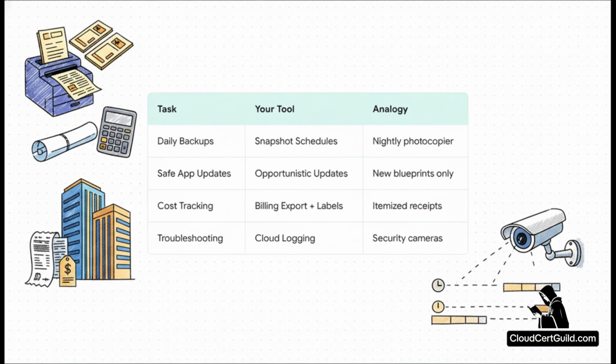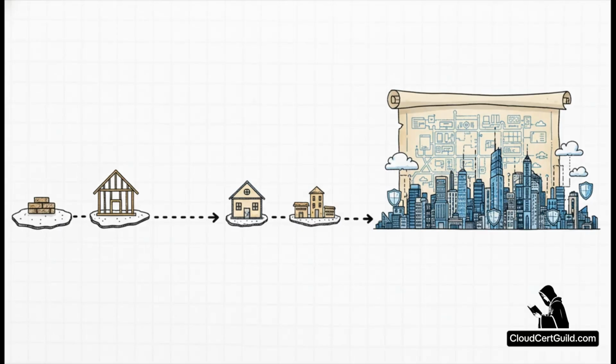To track all your costs, you use labels and billing exports to get an itemized receipt for every last brick and worker. And when something inevitably breaks, cloud logging and monitoring are your security cameras and activity logs, showing you exactly what went wrong and when. And there you have it. Let's just step back for a second and look at what we did. We went from a single, empty plot of land to a fully designed, resilient, and secure digital city. You now have the fundamental blueprint for being a successful digital real estate developer with Google Compute Engine.